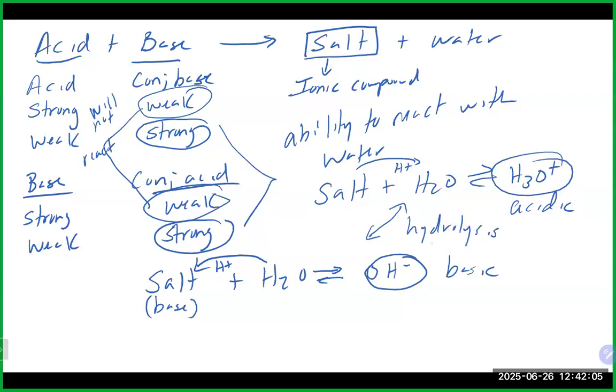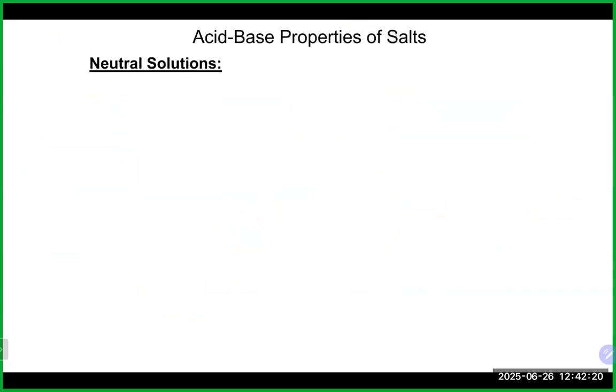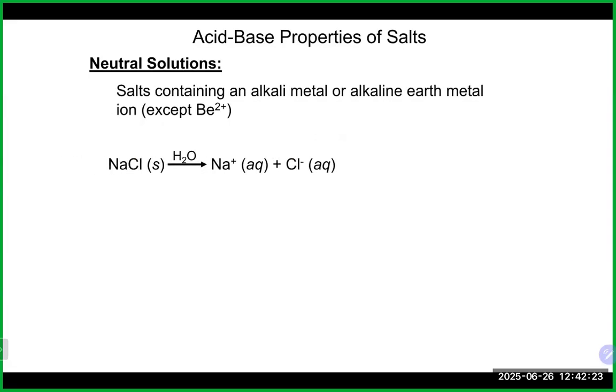So hydrolysis reactions are where a salt reacts with water and maybe produces H3O plus or maybe produces additional hydroxide. Obviously, producing H3O plus or hydroxide will have an effect on the pH of that solution. So let's start with the first type of salt, which is a neutral salt.